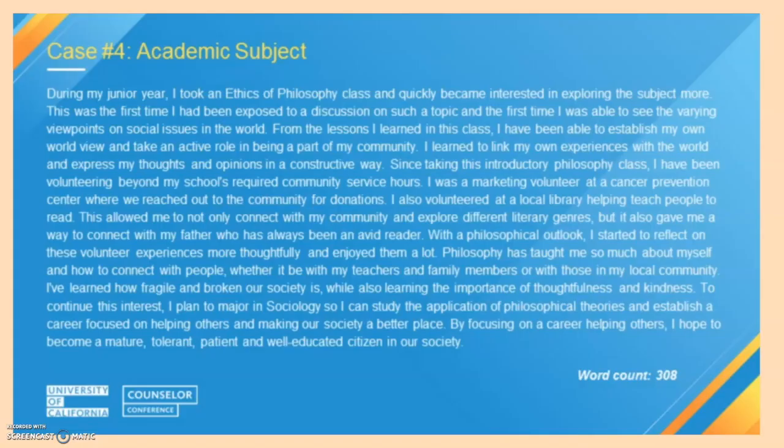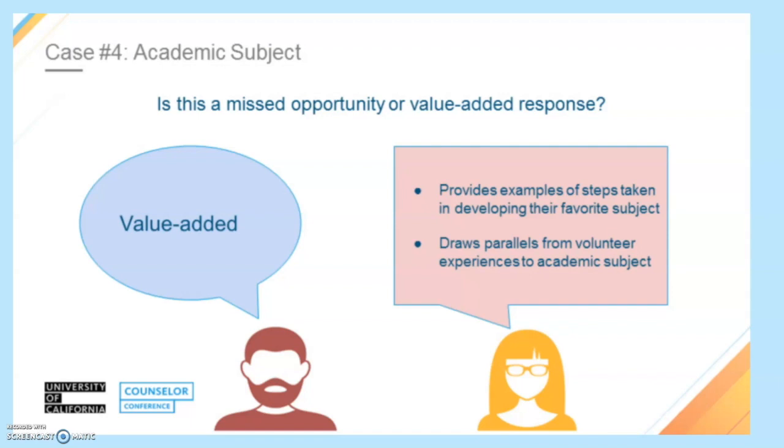Example number 4, go ahead, pause the video, read to yourself, determine: is this a missed opportunity or value added? This is a value added. The student's able to provide an insightful response explaining how the philosophy course inspired specific actions taken to volunteer, how the course impacted their perspective and changed it, and how this course influenced their choice of intended major.